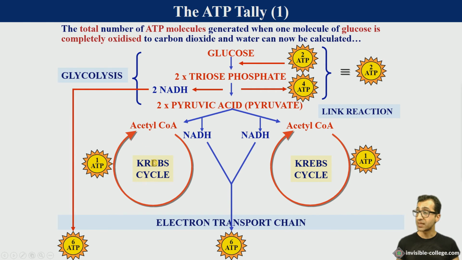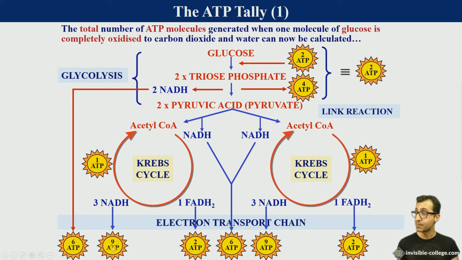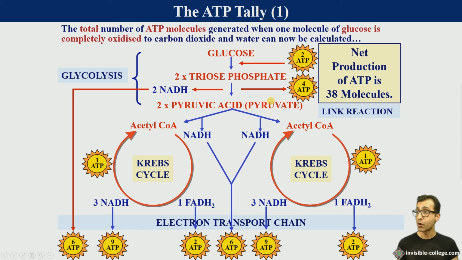In the Krebs cycle, each rotation, as we saw, produces 3 NADH molecules and 1 FADH2 molecule. So if you've got 3 NADH molecules, each producing 3 ATP, and 1 FADH2 molecule producing 2 ATP, but you've got that twice, then ultimately you're going to produce 9 ATP here, 2 ATP here, 9 ATP here, 2 ATP here. And so the net production of ATP for all of these processes is 38 molecules of ATP.